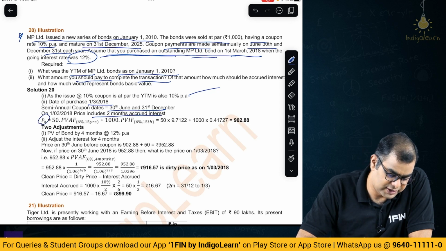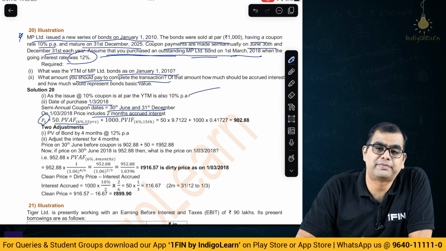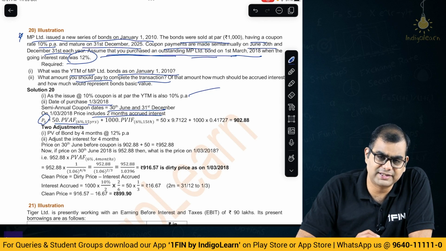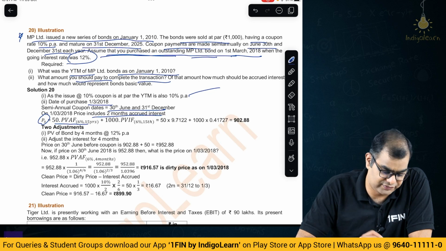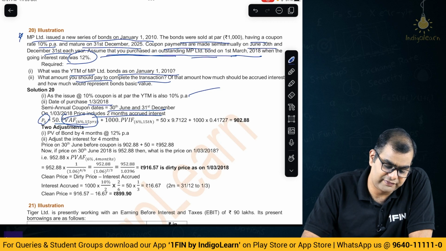So, P0 is present value. If you remember, I told you the formula for how this has to be computed. First, the present value of the coupons, which is the half-yearly coupon: 10% on 1000 is 100, half of that is 50. So, 50 times the present value annuity factor for 15 years. Why am I taking 15 years?